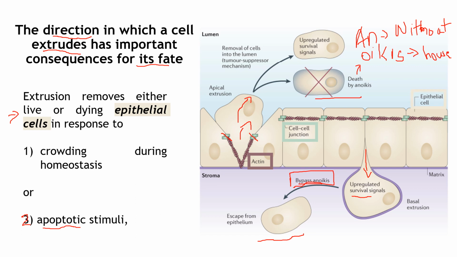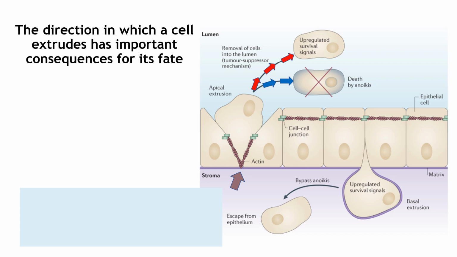And just to remind you, here we are talking about epithelial cells. All this that we are talking about, junctions and going into the stroma or into the lumen, is mainly about epithelial cells. Okay, so now we're going to talk about it in more detail.